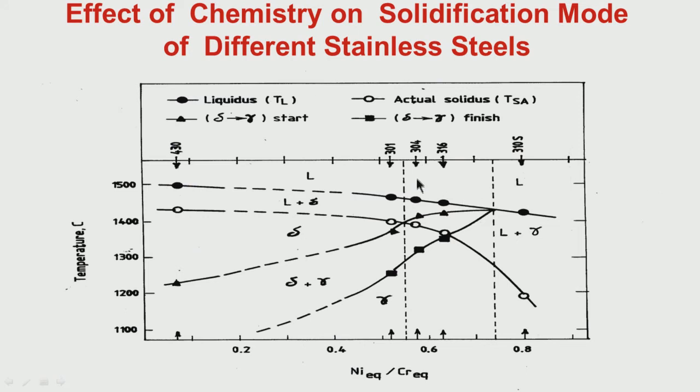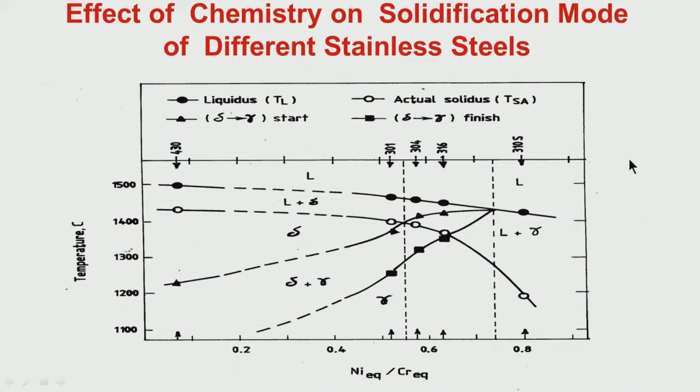Look at 304, what is happening? Initially liquid, then liquid plus delta, then delta plus gamma, this is the liquid delta gamma phase field. So, this delta to gamma is taking place almost near solidification complete. As I had mentioned, when this delta to gamma transformation is taking place is very important. Look at 301: solidification is complete through delta and delta to gamma is taking place after solidification. In 304, delta to gamma is taking place just before solidification is complete. In 316, delta to gamma is taking place much above completion of solidification, at around 0.3 solid fraction, that means almost towards the beginning of solidification. 310S, no delta at all, solidification only through gamma.